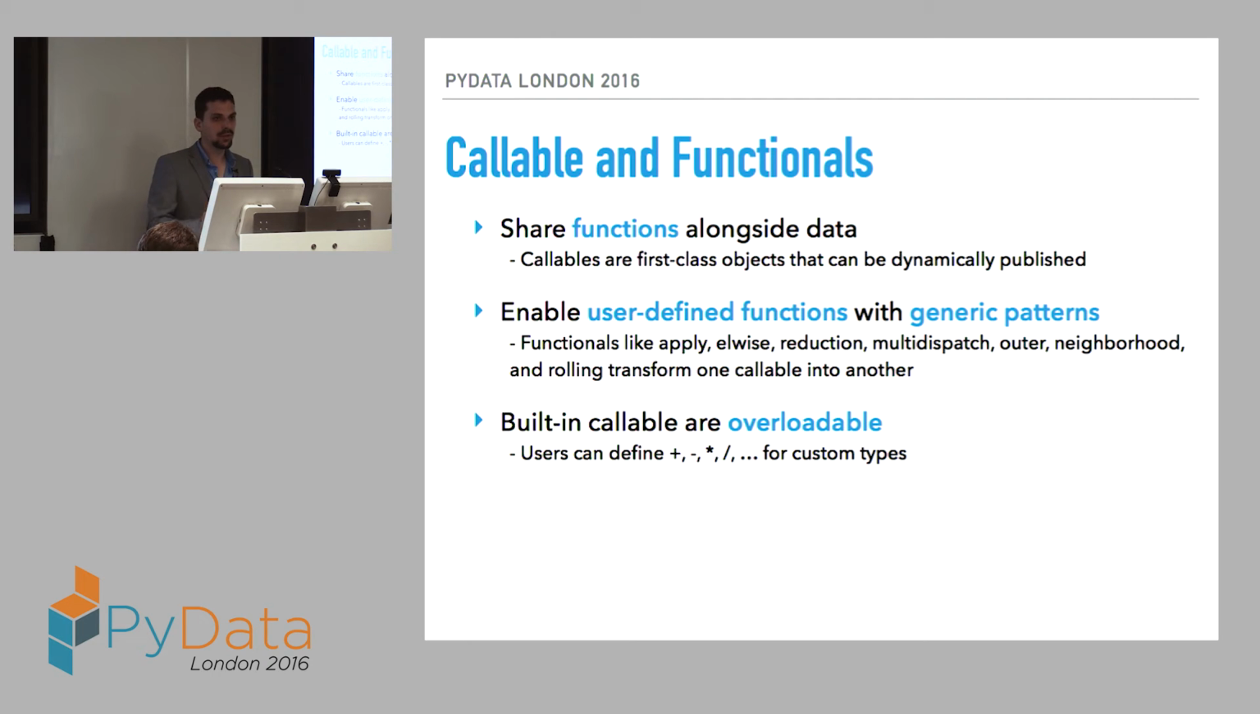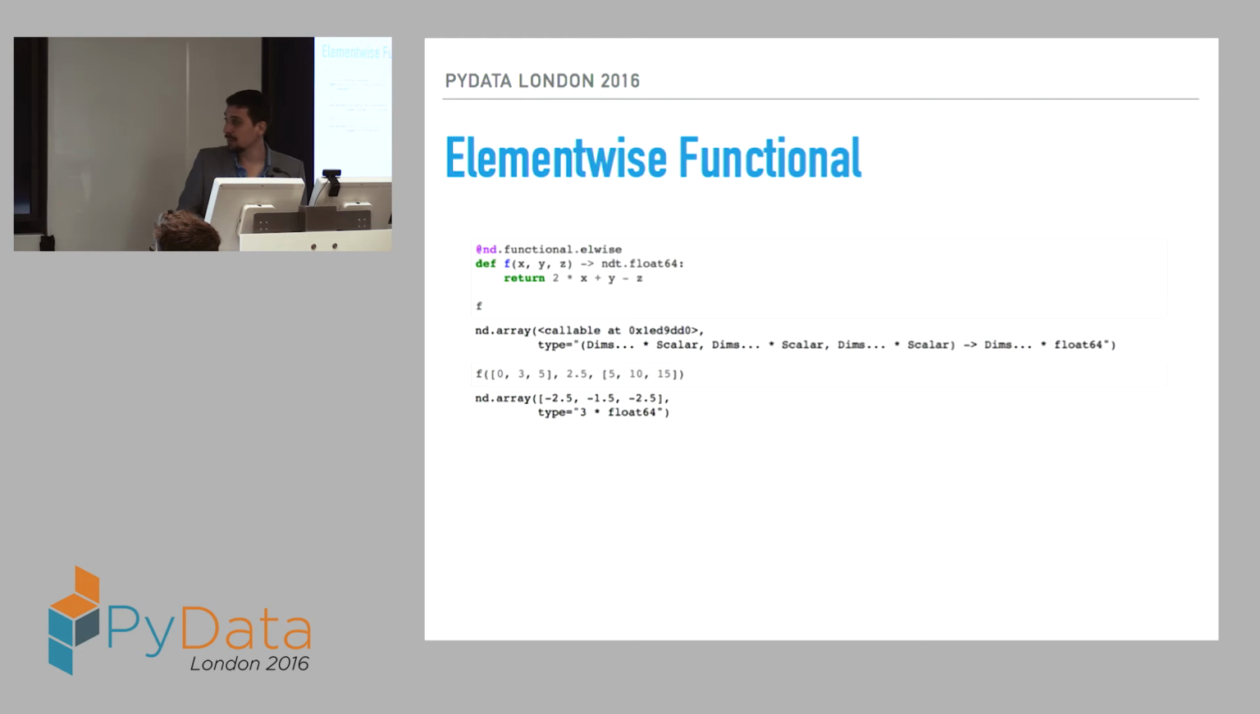So we have a bunch of functionals which transform one callable to another. And I will show examples of them, like lift or reduction or multi-dispatch or outer or neighborhood. All the kinds of things that fit a variety of computations. And our callables are also overloadable. So you can actually define particular operations like plus, minus, multiplication, divide, whatever, for your own custom types, which you can register. So here's an example of an elementwise functional in Python. We use decorators here to indicate a functional transform.